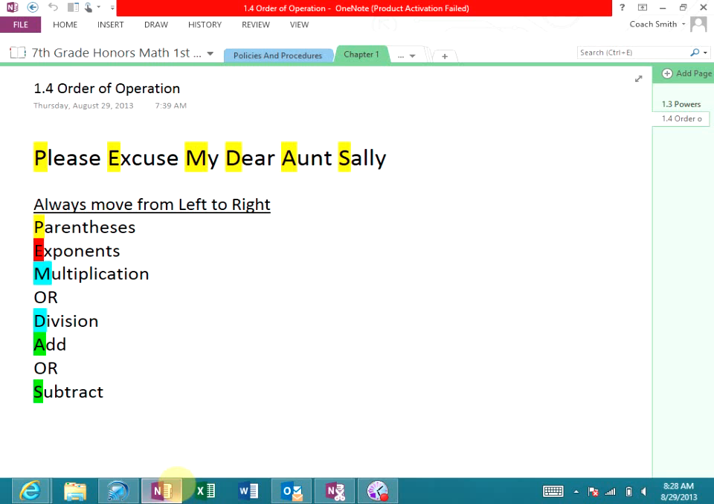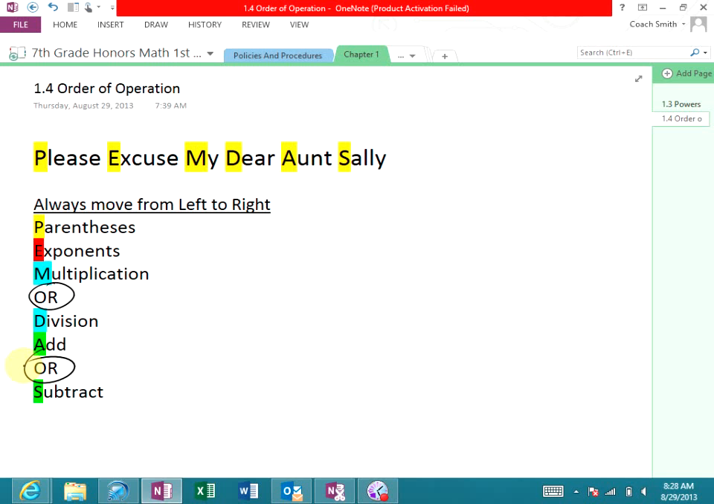Now, one of the key terms here is the word or, okay? That doesn't mean that we do all multiplication and then do all division, okay? It means we do either or, depending on which one we get to first, okay?